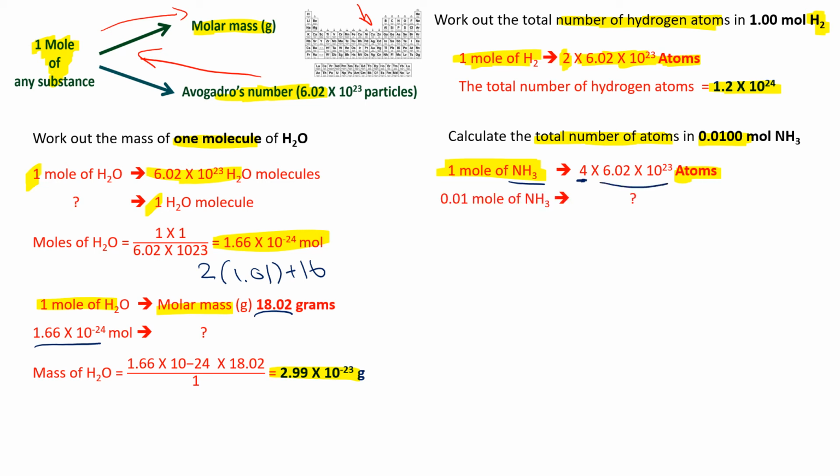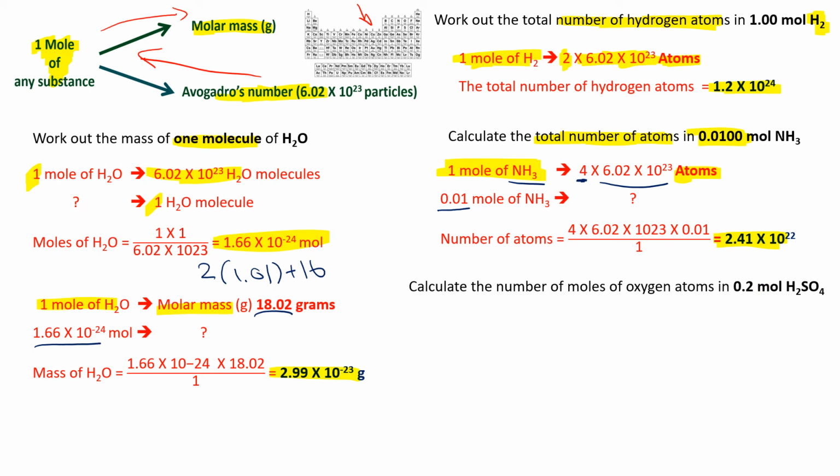Then if we have 0.01 mole NH3, how many atoms should we have? So we'll cross multiply and we'll find that the total number of atoms is equal to 2.41 multiplied by 10 to the power 22. This is the total number of atoms in 0.01 mole NH3.